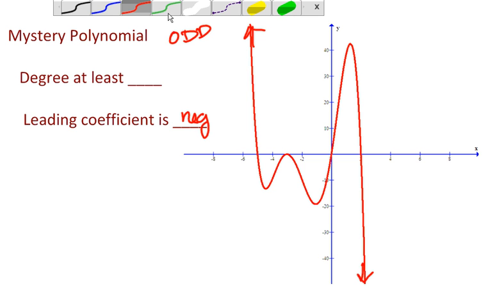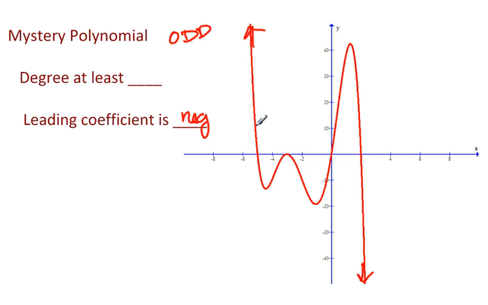And then if you remember back to pre-calc, you would have done this and looked at how many times you went up and down. So that's 1, 2, 3, 4, 5. And that makes sense because it's odd. So my degree is at least 5.